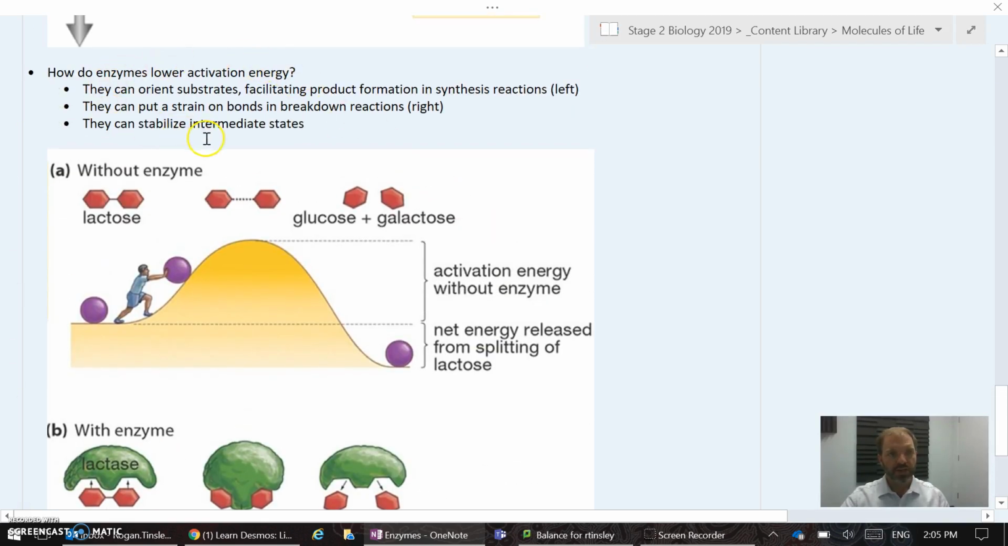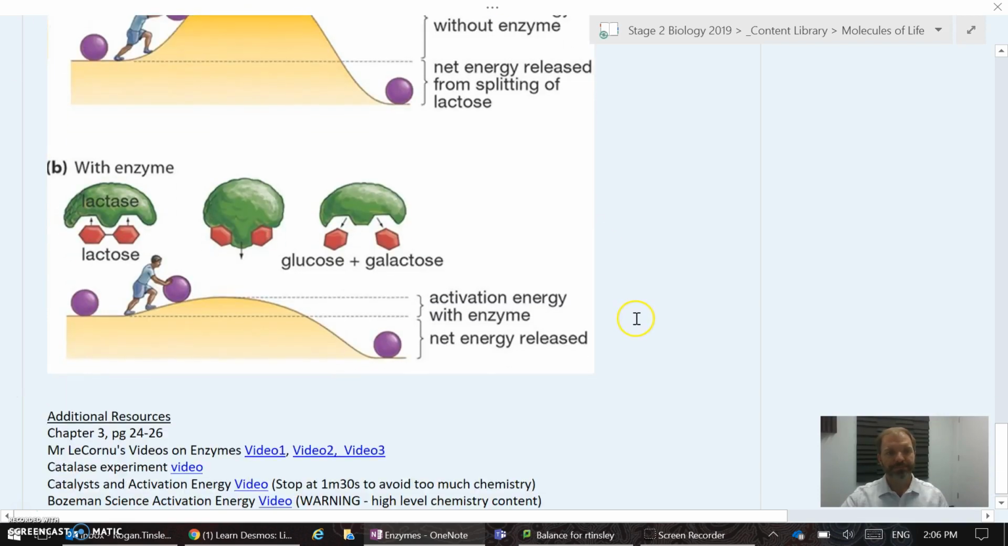So this is what we've got here. They can orientate substrates. So for instance, if you have two things you want to put together, if they're being held in place by the enzyme, they're much more likely to line up those bonds, those two atoms that are bonding together, rather than just random collisions. So they can orient substrates and therefore make products happen much faster. They can put a strain on bonds to break them, or they can stabilize intermediate states. So enzymes help to lower activation energy by one of these three means.